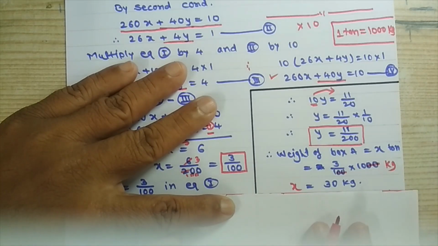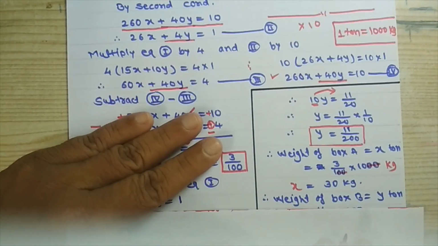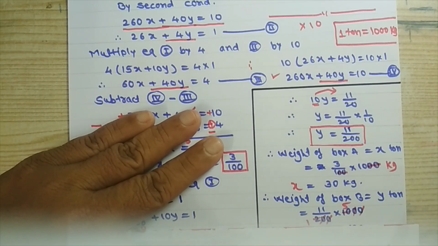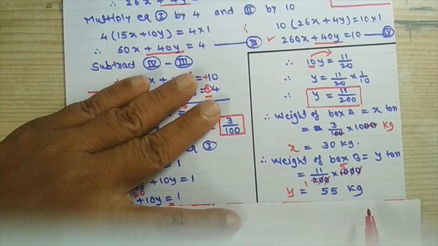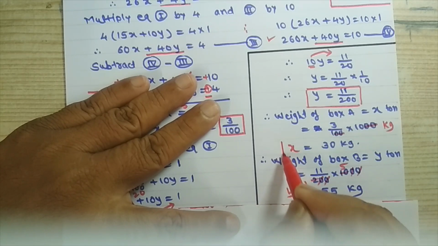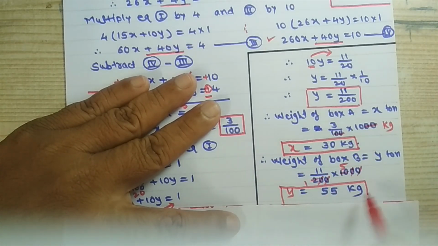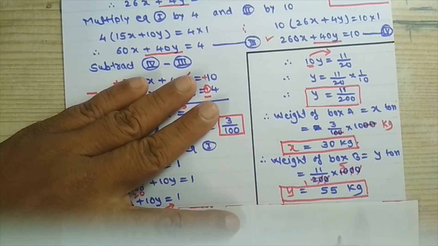Okay, similarly we convert the weight of box B also. 11 upon 200 into 1000. 20 we have to cancel here. 2 1s are 2, 2 5s are 10. Means 11 into 5 means 55 kg is the weight of box B. Such type of conversions we know. Means the weight of box A is 30 kg and the weight of box B is 55 kg, that is the final answer. Okay, thank you.